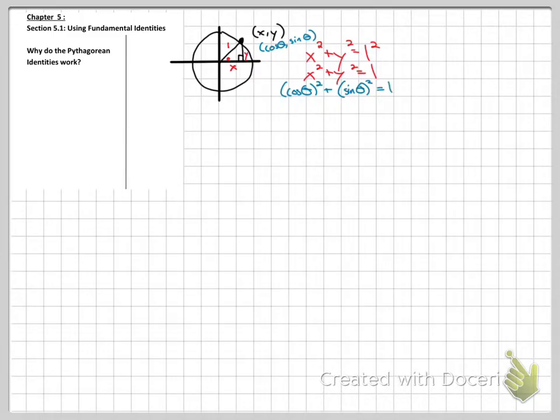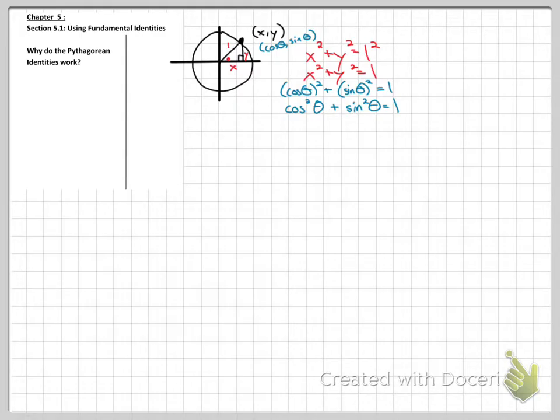And then the way we square sines and cosines, instead of using parentheses like that, we put the exponent on the cosine. But it does mean what you see there. You would take the cosine of theta first and then square that answer. This right here is our first fundamental identity: cosine squared theta plus sine squared theta equals 1, our Pythagorean identity, if you want to call it that as well.